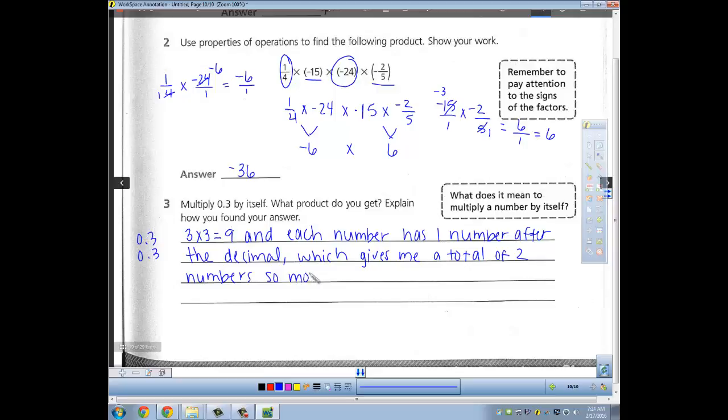So move the decimal twice to the left. So I had 9. If I move my decimal twice to the left, 1, 2, I have a spot for a 0. So when we move it twice to the left, we get 0.09.